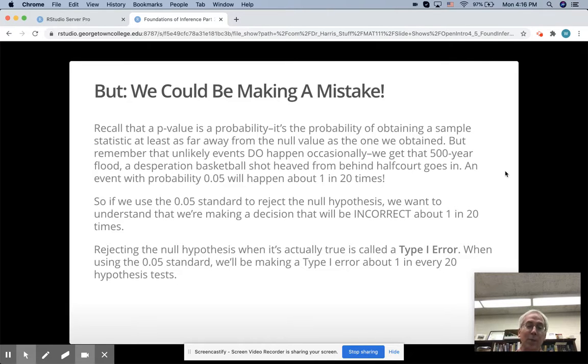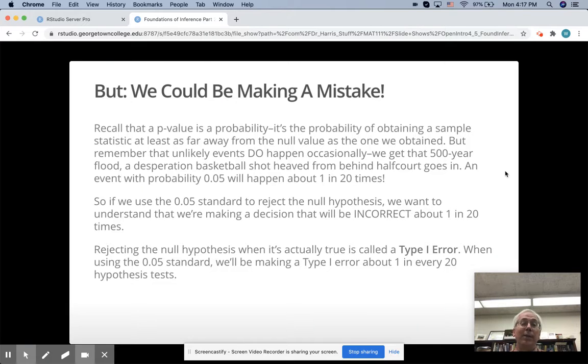We're going to say that we're not unlucky if our p-value is below 0.05. We're going to say that it's unreasonable to believe that the null value is what we claimed it was. But because it's a probability, we might be wrong about that 5% line that we've drawn. It could be that we truly have drawn an unlucky sample.